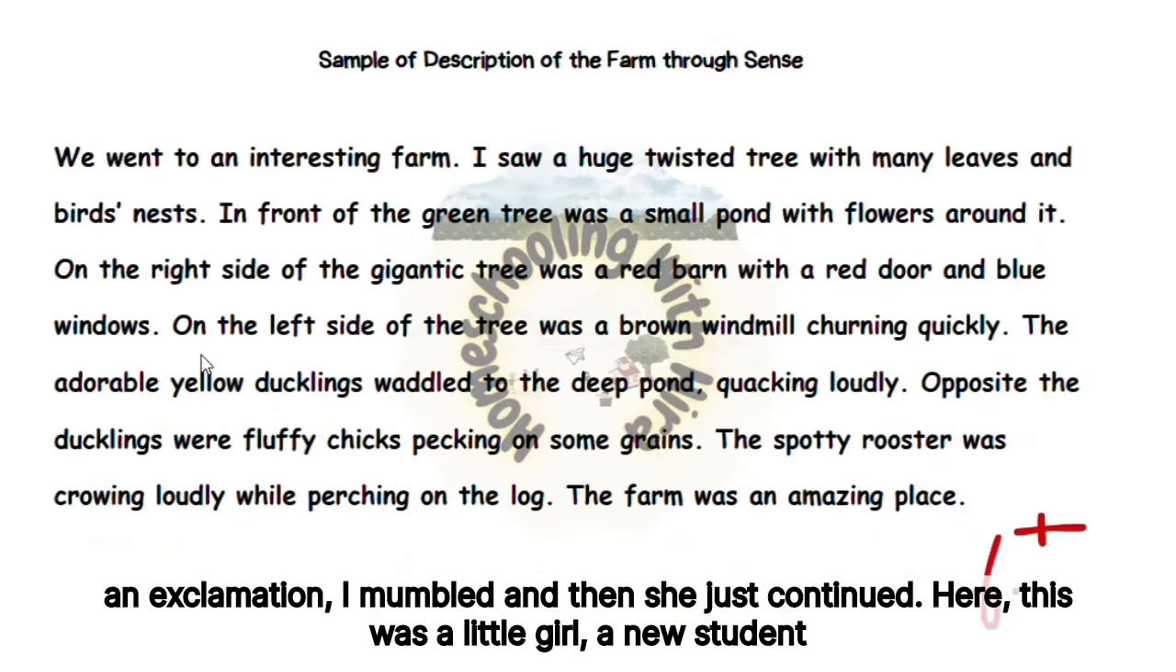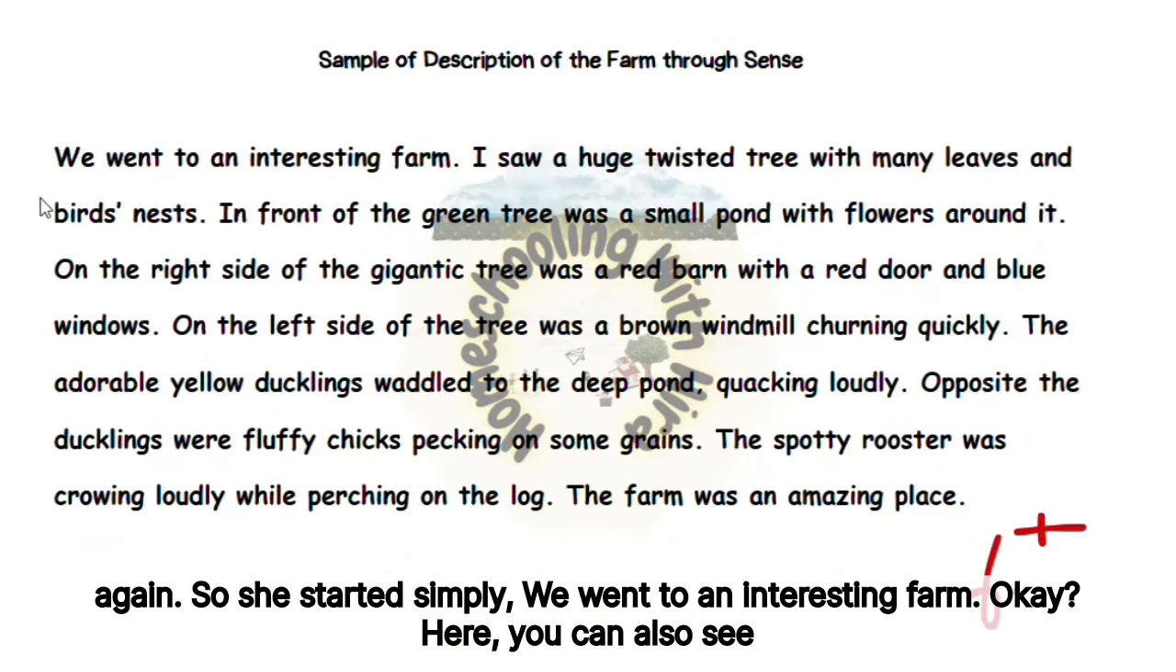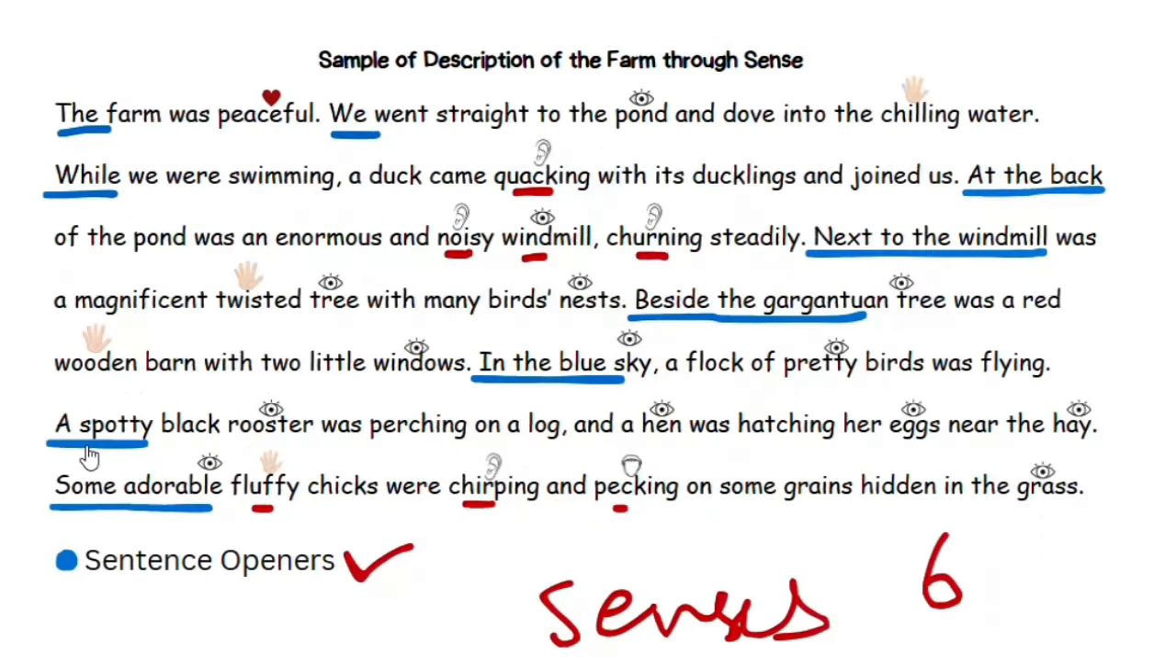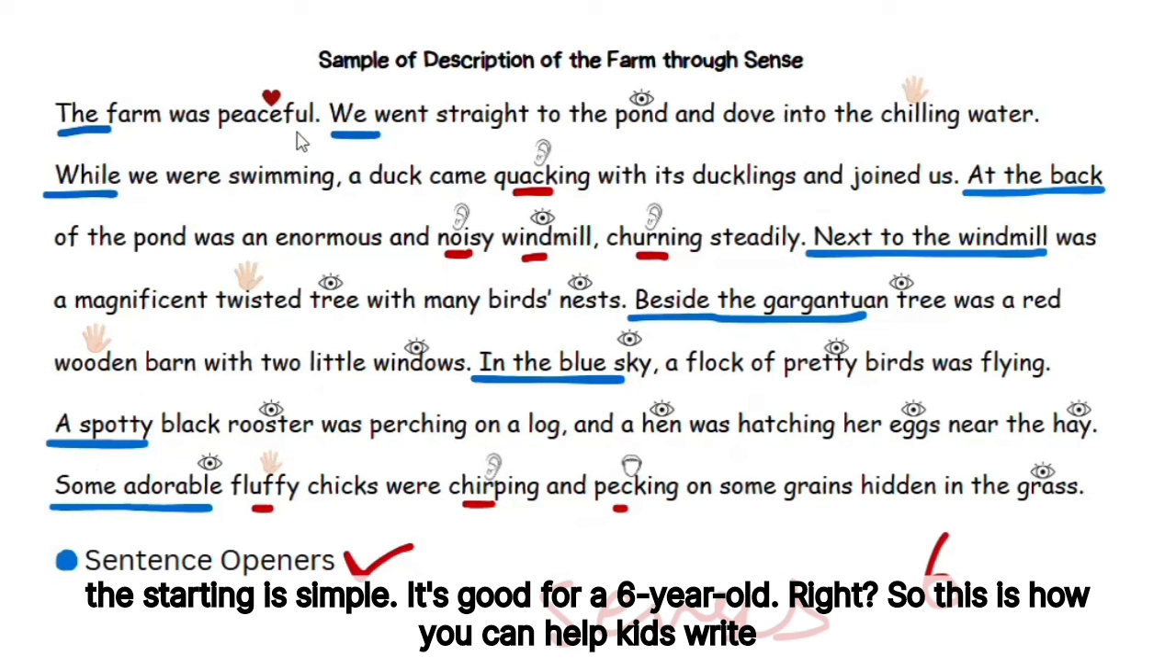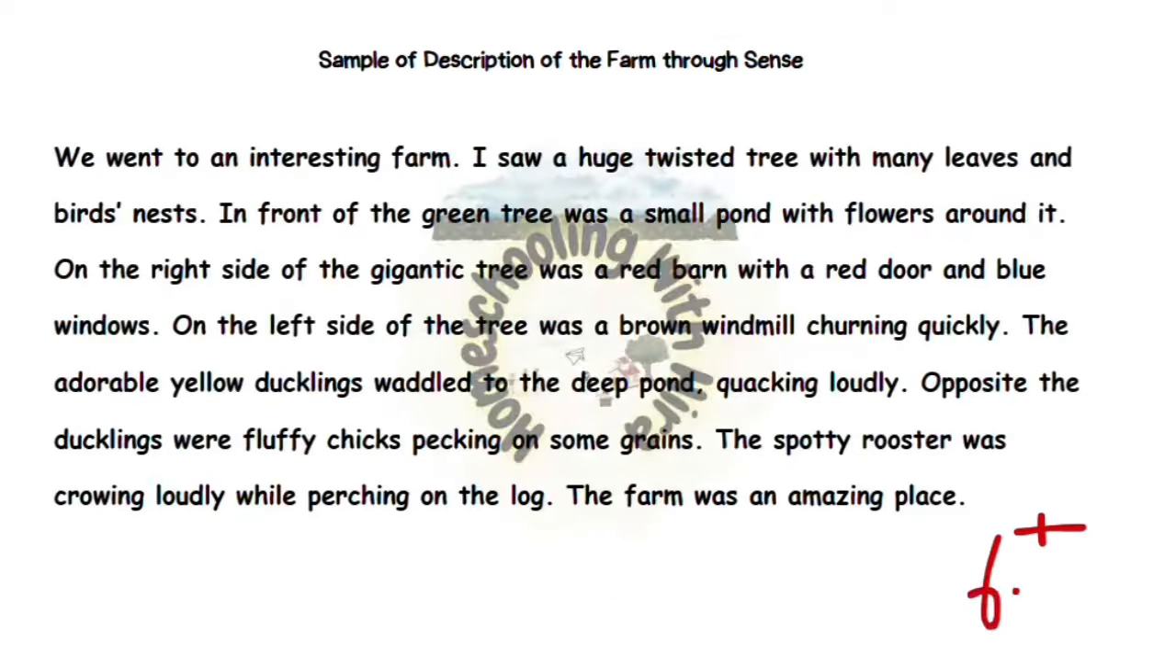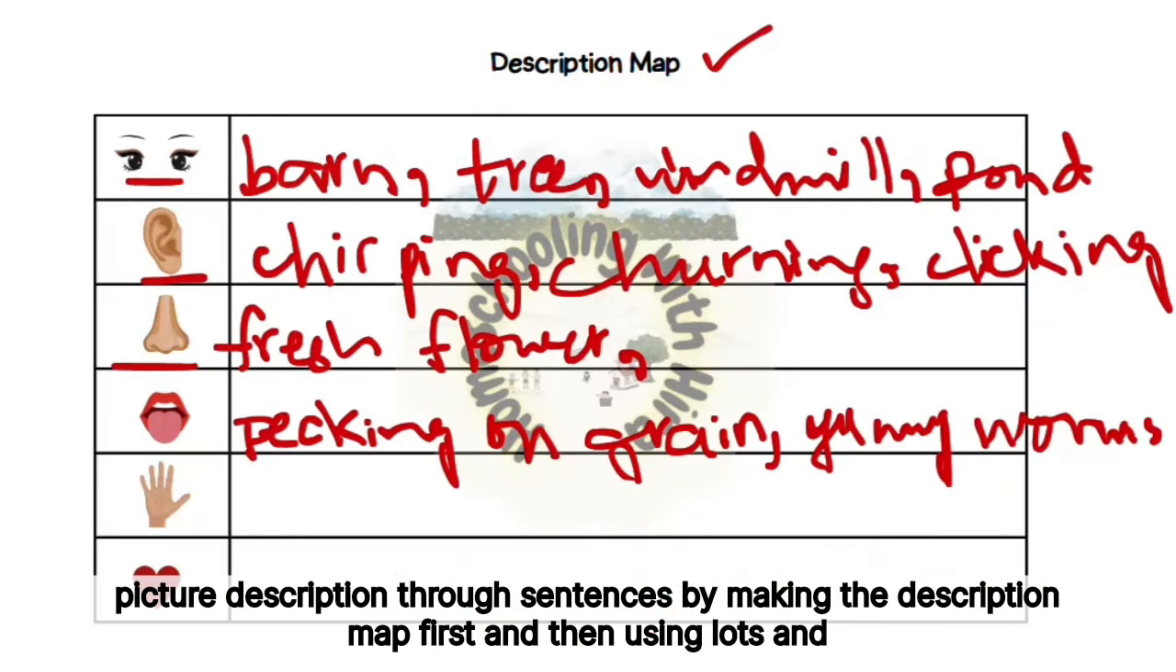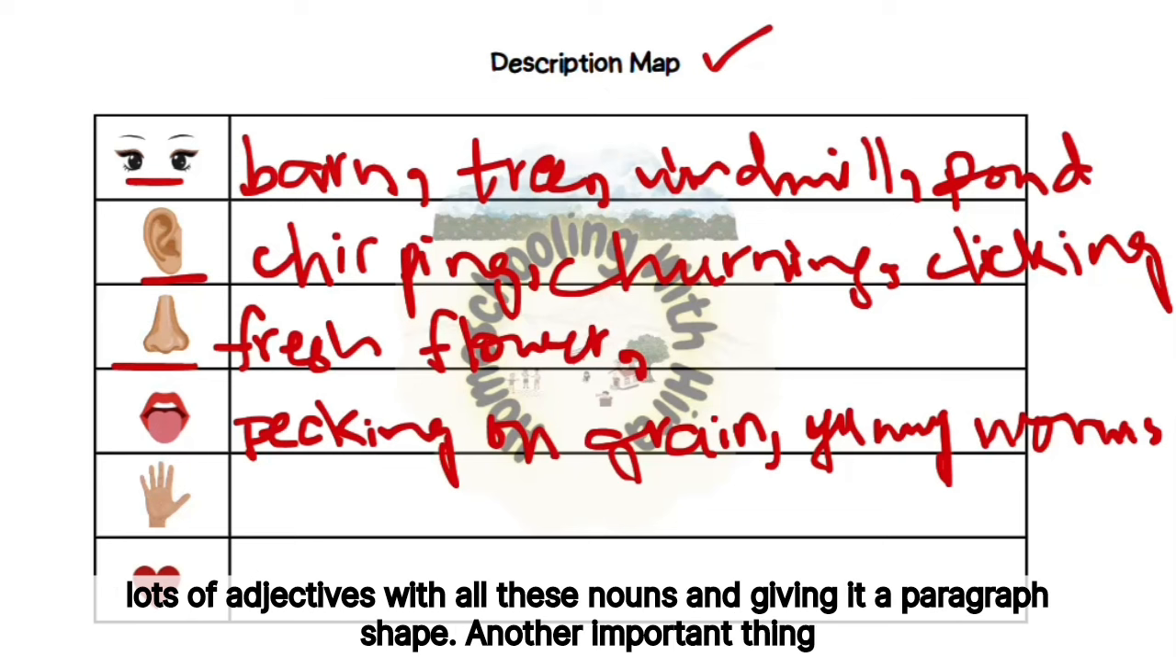Here, this was a little girl, a new student again, so she started simply, we went to an interesting farm. Okay, here you can also see the starting is simple. It's good for a 6-year old, right? So, this is how you can help kids write picture description through senses by making the description map first, and then using lots and lots of adjectives with all these nouns and giving it a shape of a paragraph.